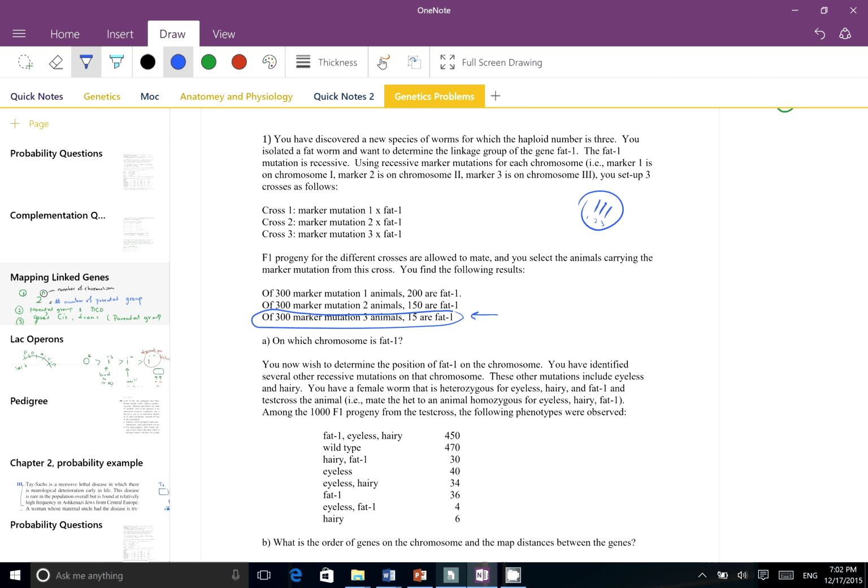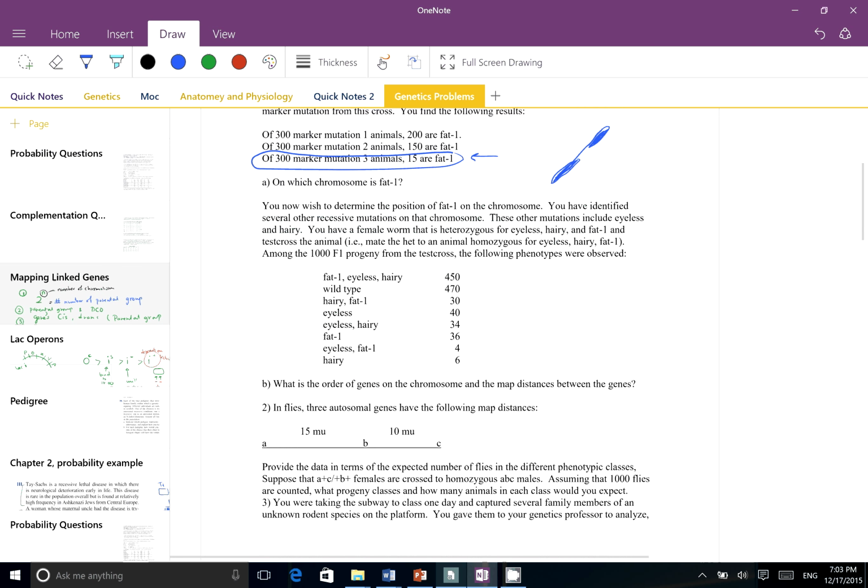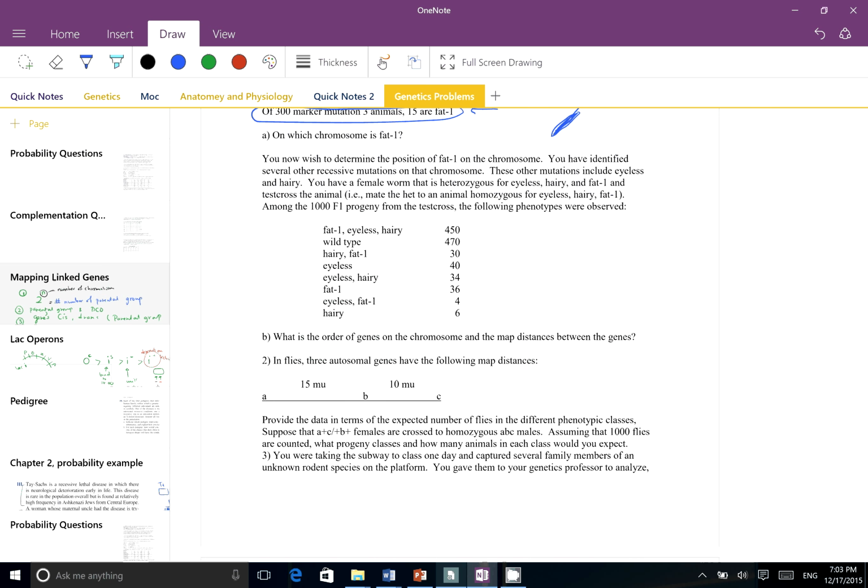And we know that if your marker is in the same chromosome as your gene, you'll have less chance of crossing over. And so this is why cross 3 is the answer, chromosome 3. So we know the answer to that part is chromosome 3, straightforward.